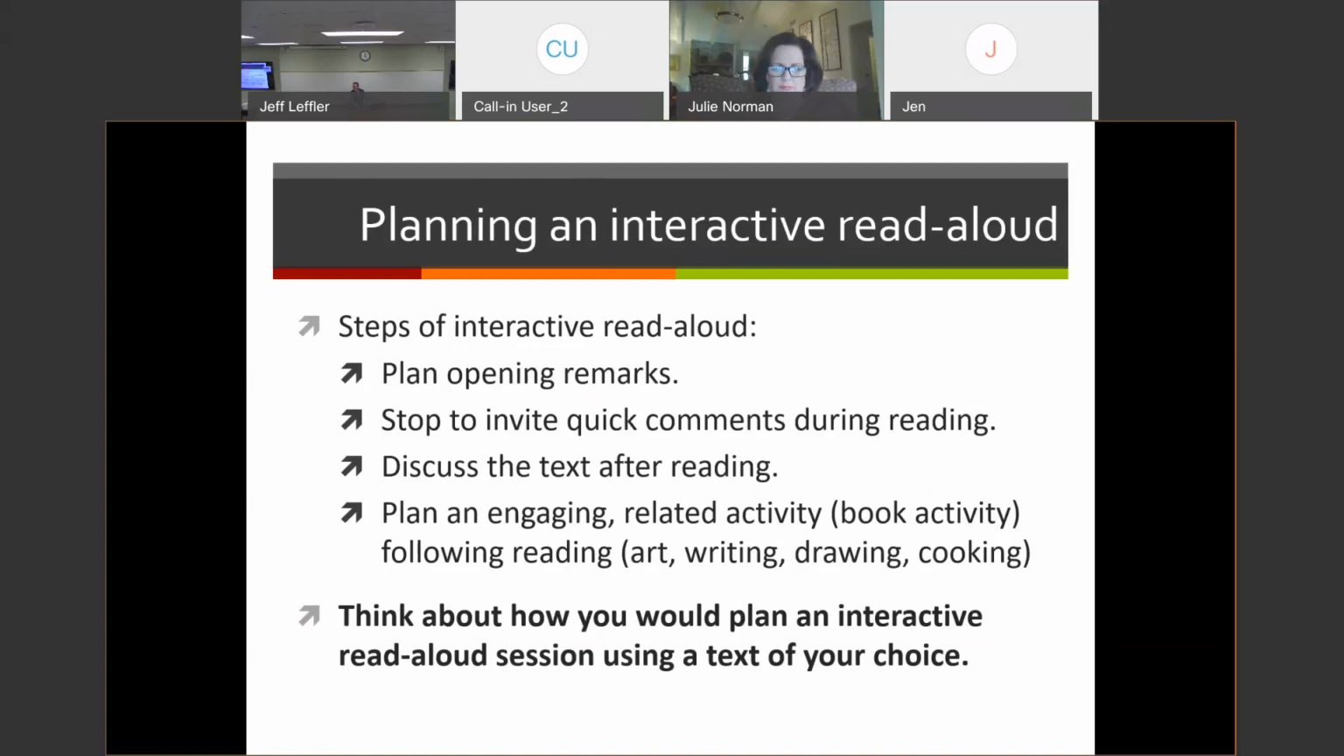Stop and find some places where you would ask a question, or ask for a prediction of what's going to come next in the story. And again, just use the sticky note to mark the book. And then think about what you want to discuss after you read the book.